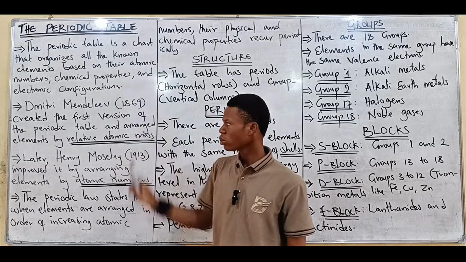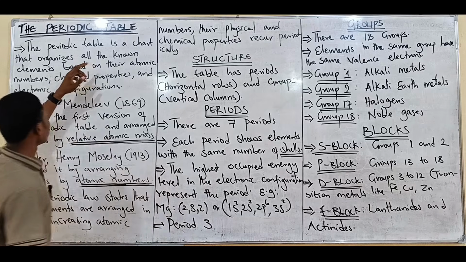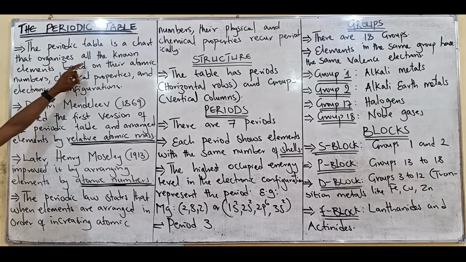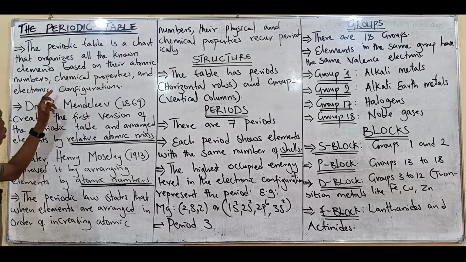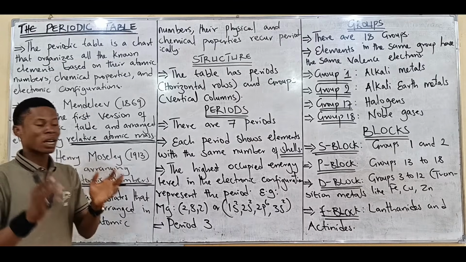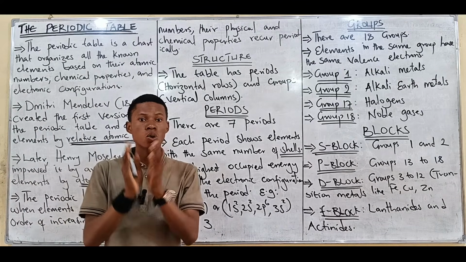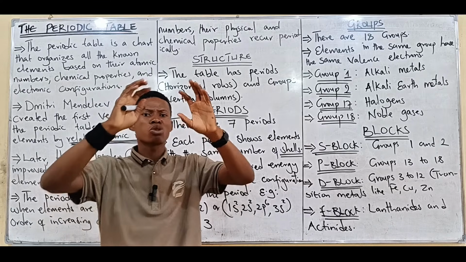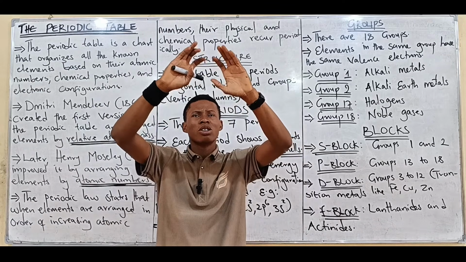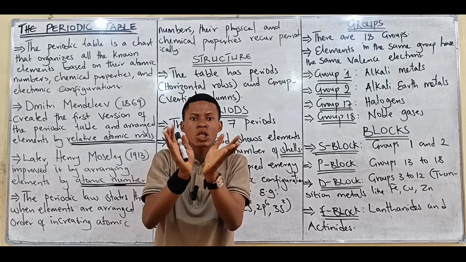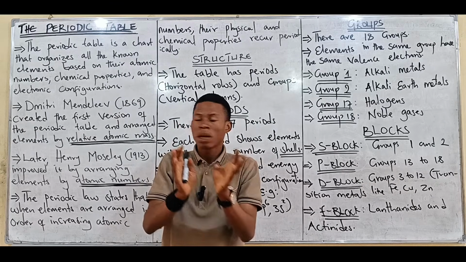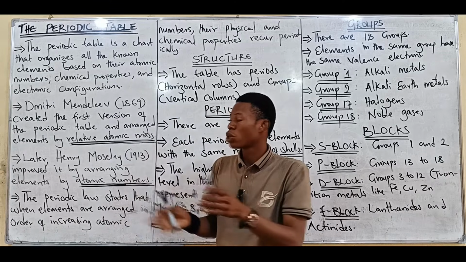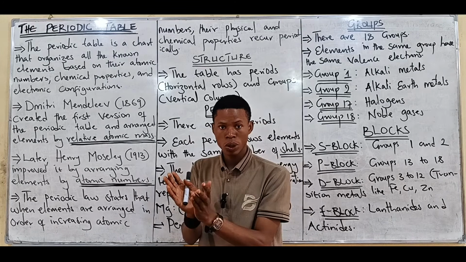Today we are going to be looking at the periodic table. Now, the periodic table is a chart that organizes all the known elements based on their atomic numbers, chemical properties, and electronic configuration. There are 118 known elements. The periodic table tries to organize these known elements based on their atomic number, their chemical properties, and their electronic configurations.